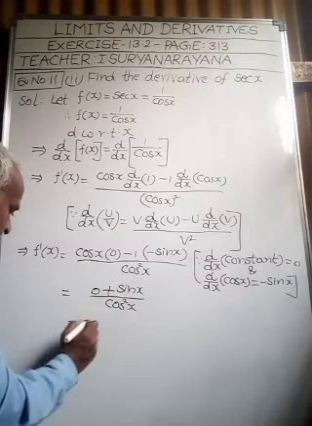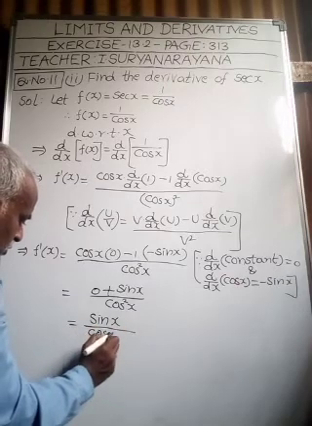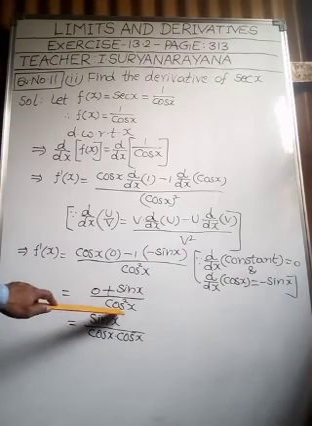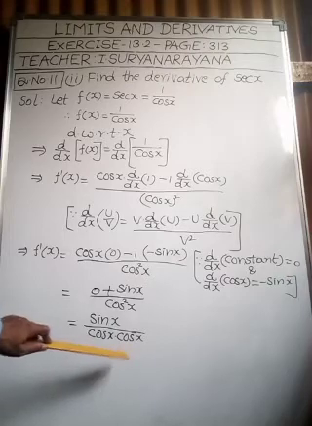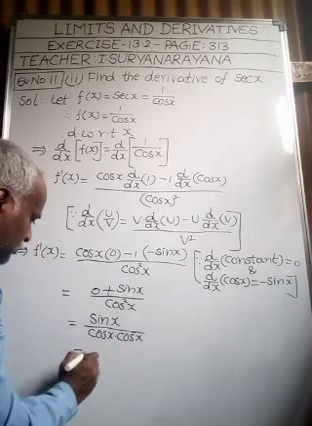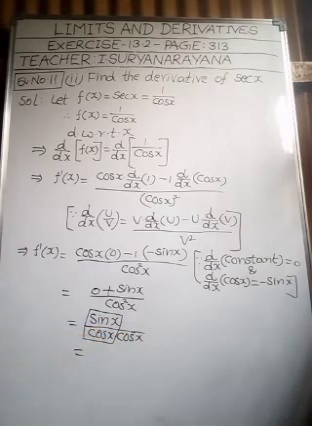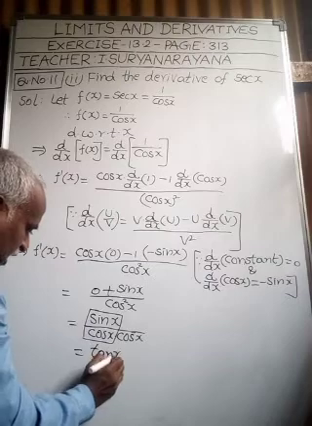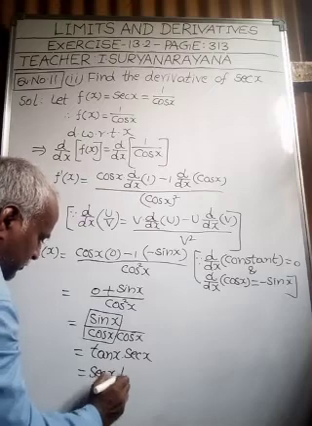Right. So cos square x can be written as cos x into cos x. Can we write it or not, my children? Yes. So now come to this part. Sin x by cos x. What is sin x by cos x? Tan x. Isn't it, my children? And 1 by cos x is secant x. Tan x into secant x, that is equal to secant x into tan x.